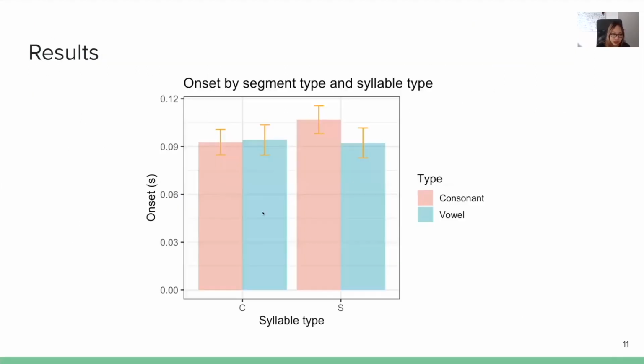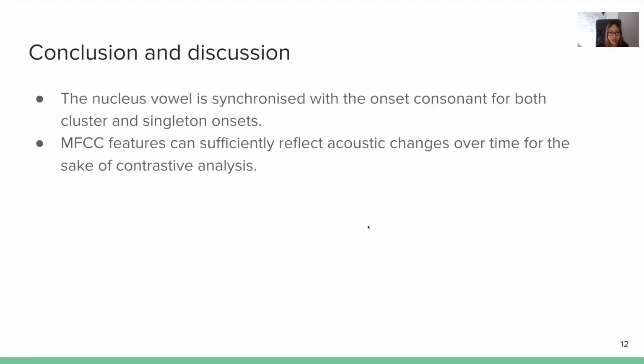Onset times are collected from the previous analysis and are shown here. There is no major difference in onset times between the cluster syllables and the singleton syllables. And there is also not much difference between consonant onset and vowel onset. To conclude, the nucleus vowel is synchronized with the onset consonant for both cluster and singleton onsets. MFCC features can also sufficiently reflect acoustic changes over time for the sake of contrastive analysis.